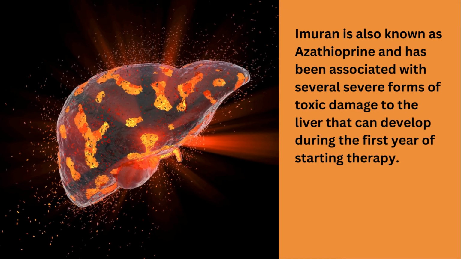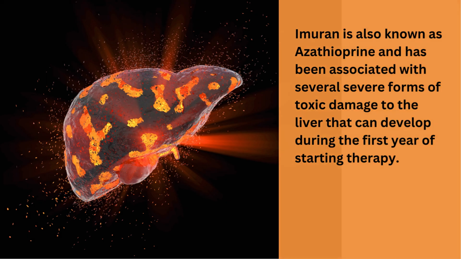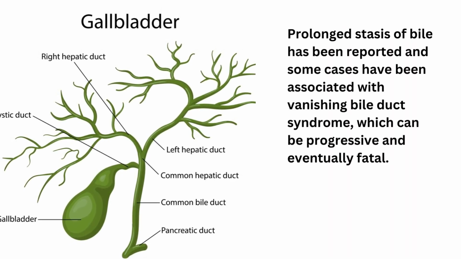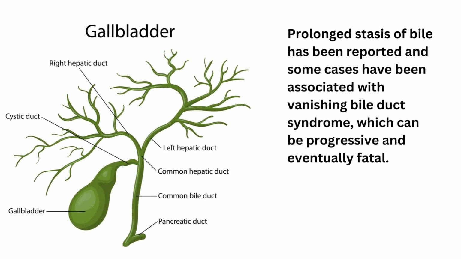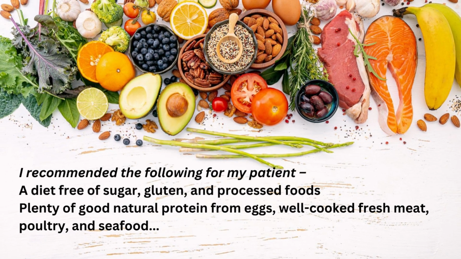Imuran is also known as azathioprine and has been associated with several severe forms of toxic damage to the liver that can develop during the first year of starting therapy. Chronic liver diseases can be induced after 1 to 5 years of starting azathioprine. The liver injury usually resolves rapidly on stopping the drug, but prolonged stasis of bile has been reported, and some cases have been associated with vanishing bile duct syndrome, which can be progressive and eventually fatal. If it was me, I would opt for the safer alternative of nutritional medicine.